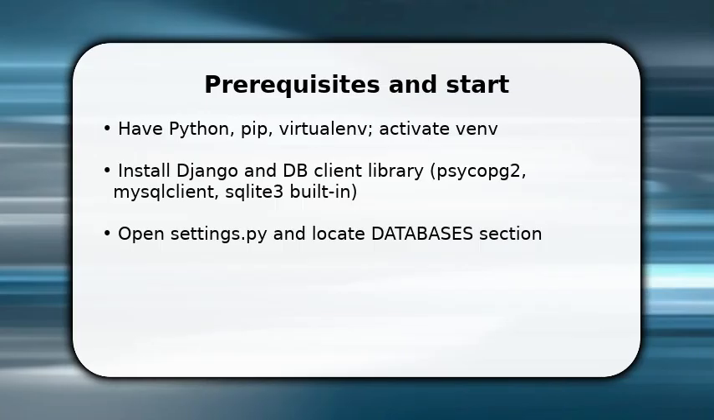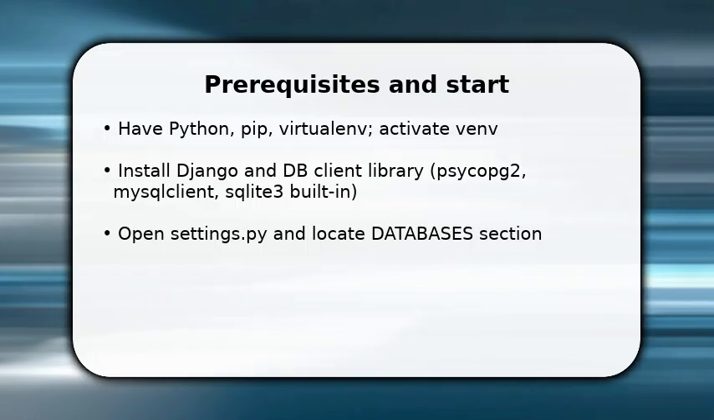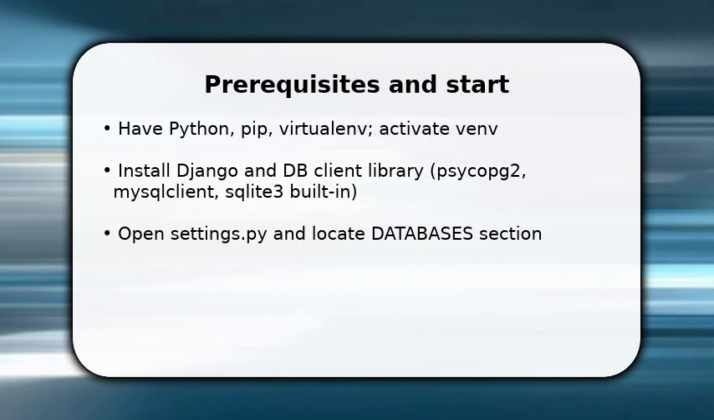You already have venv active and Django installed. Now begin. Open your project settings.py and find the DATABASES dict. Replace default SQLite3 if using Postgres or MySQL. Install the matching adapter with pip and import credentials securely via environment variables or an env file.